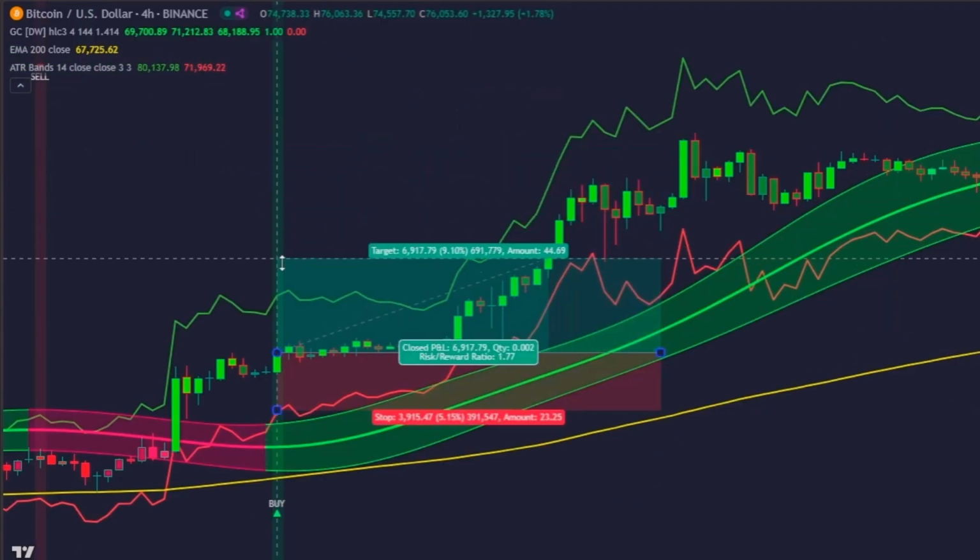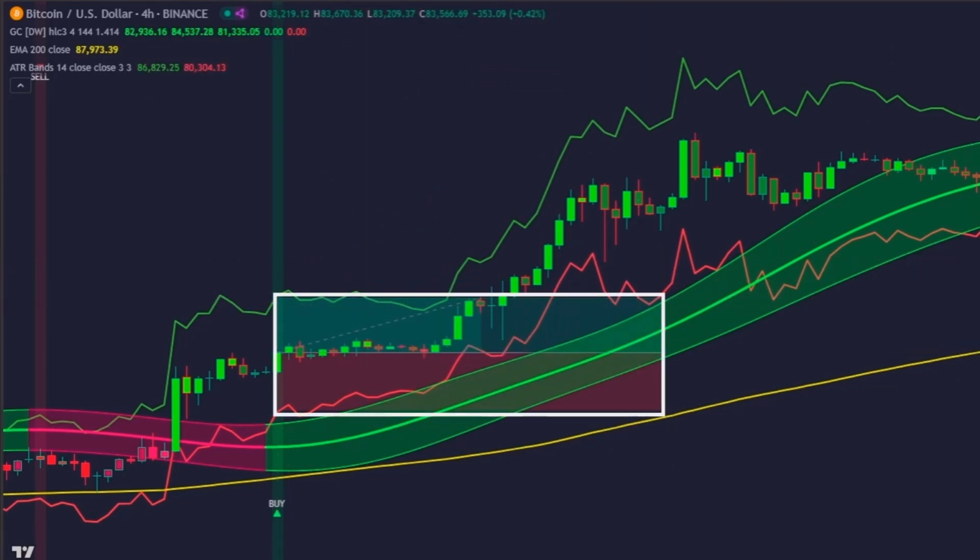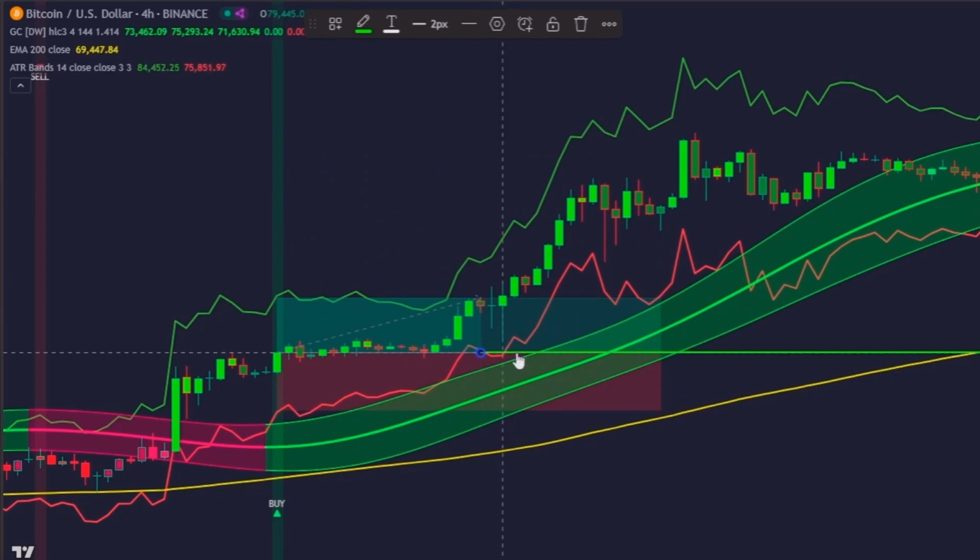Then, for the take profits, I will close 50% of the trade once the 1-to-1 level is reached and place my stop loss on the entry point.